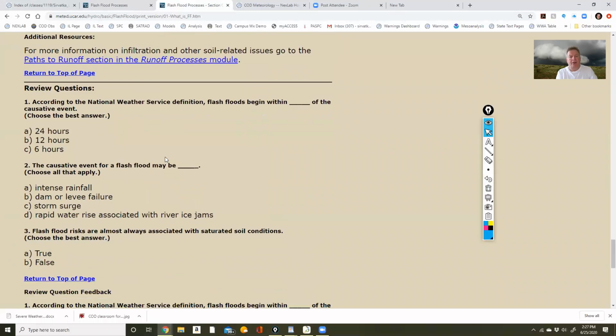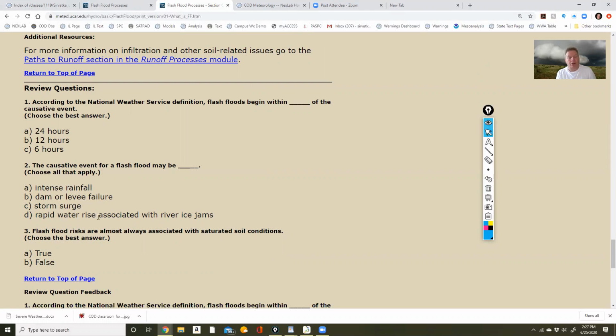Okay, now, here's the review questions, pretty simple. Begin within 6 hours. A causative event may be what? Intense rainfall, dam or levee failure, make sure you've got those defined. Storm surge, you can get flash flooding. You can get flooding with a storm surge. This is when the ocean comes on. We're not going to call that a flash flood.